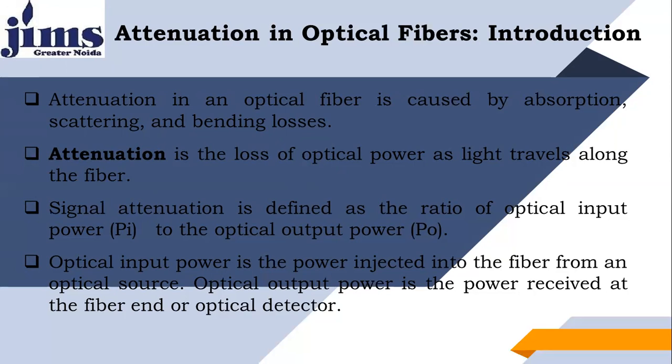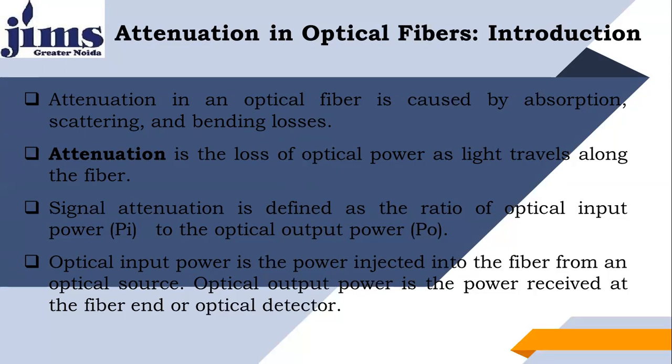So what is attenuation? Attenuation is the loss in optical fiber as light travels along the fiber. Attenuation is nothing but a loss of optical fiber. If you give 100% of the light at one end of the optical fiber, and at the other end the light comes out to be only 40%, then we can say that 60% of the light is attenuated, and this is the attenuation.